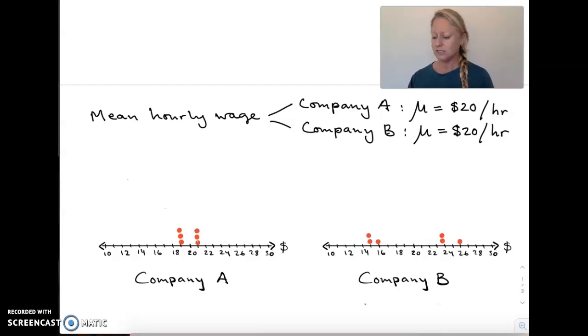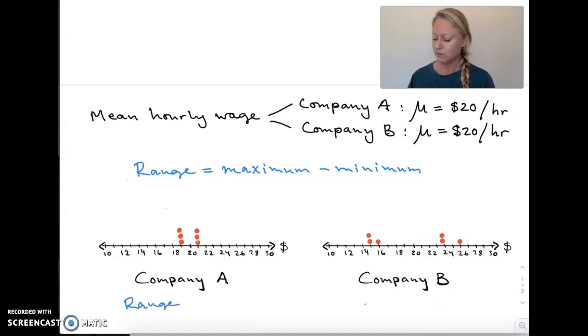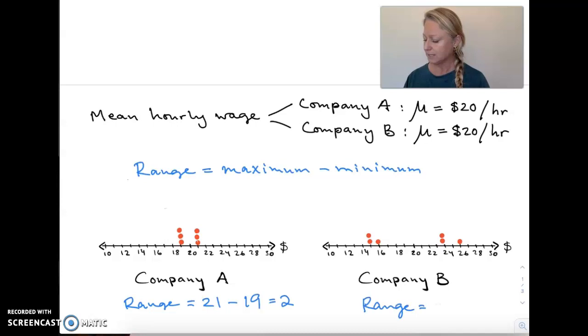So I said the range is different. The word range in statistics means the maximum value minus the minimum value. And so you subtract them. So the range for the first company would be 21, that's the highest, minus 19, which is the lowest, and so that's 2. There's only a $2 difference. Compare that to Company B, which has the highest at 26 and the lowest at 15, so that's an $11 difference.